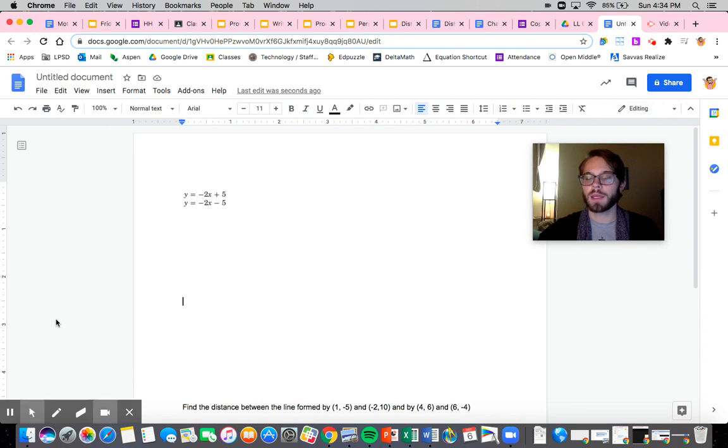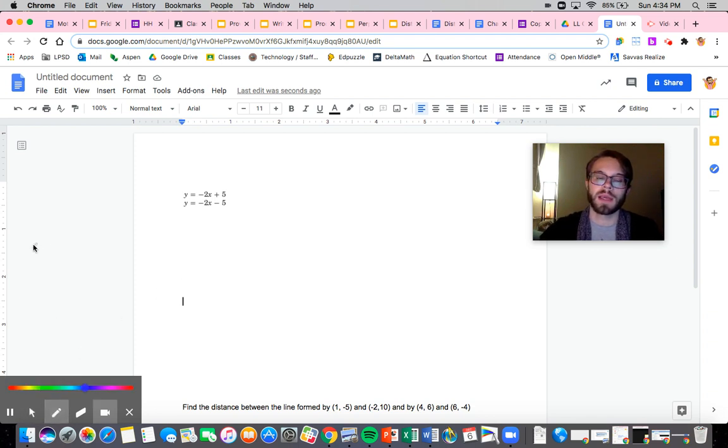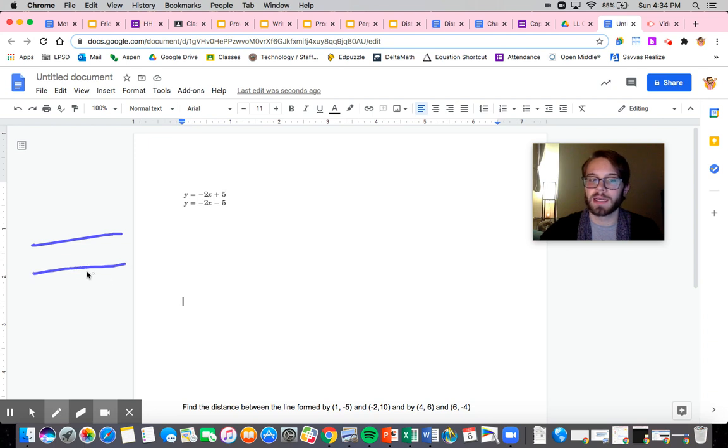Hi everyone, just wanted to take a little bit of time to talk about how to find the distance between two parallel lines. Obviously, parallel lines go on forever and never intersect, so they are equidistant from each other at all points. The only thing we need to define and be careful about is what exactly that distance is, because if I go from here to here, that's a different measurement than if I went like that.